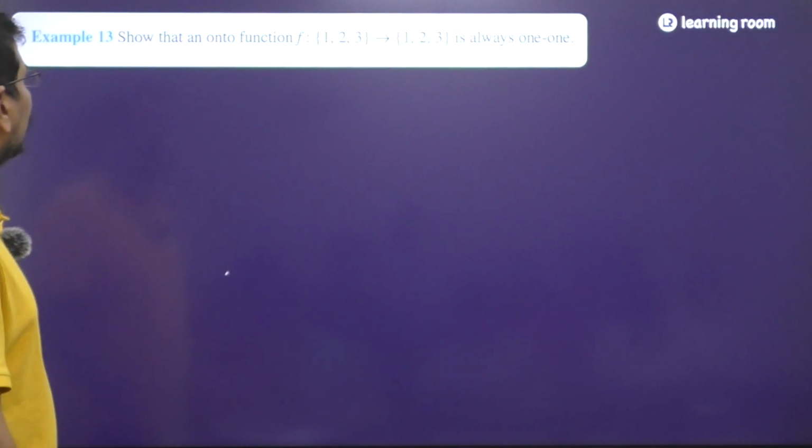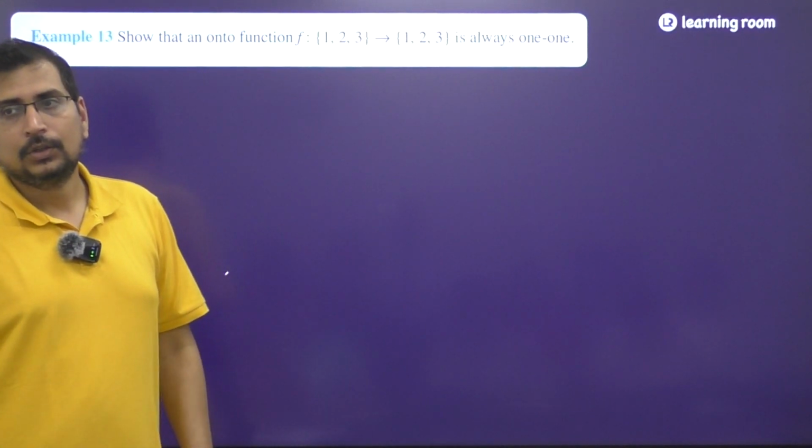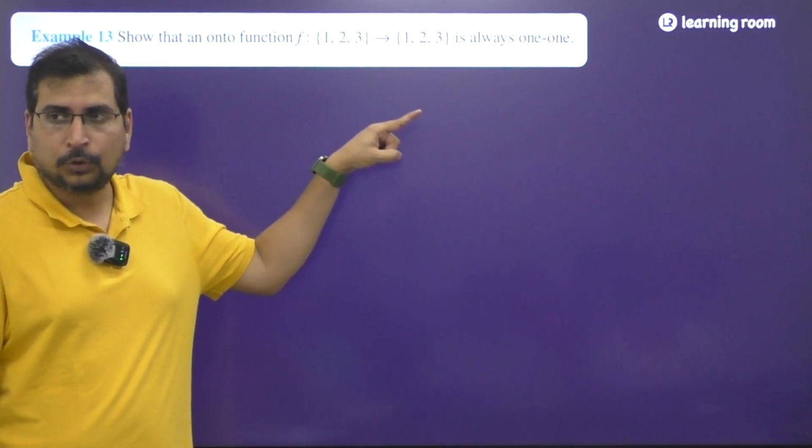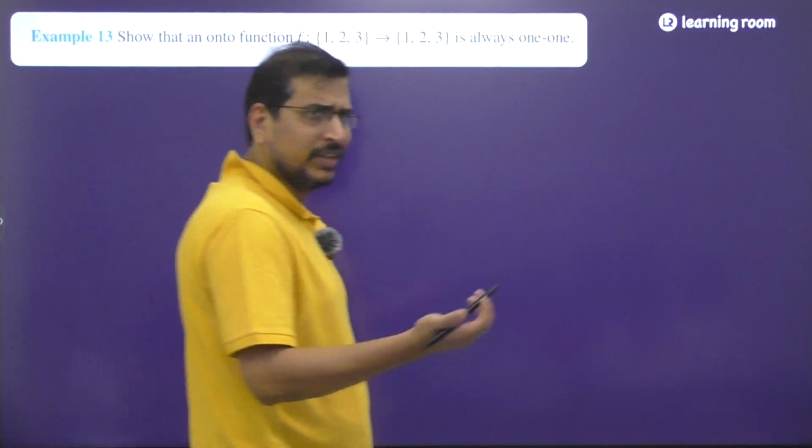So show that an onto function. They have already told that this function is onto. Show that this onto function is also 1, 1. So how will you do this? Very simple.